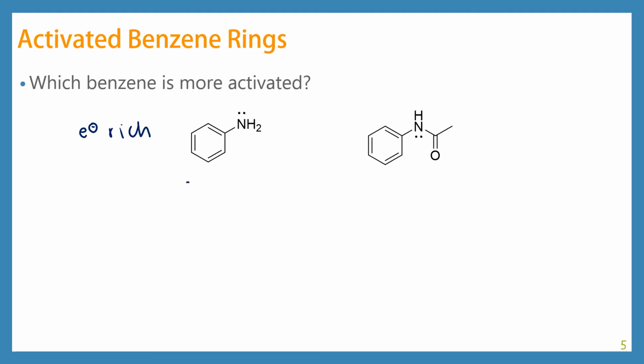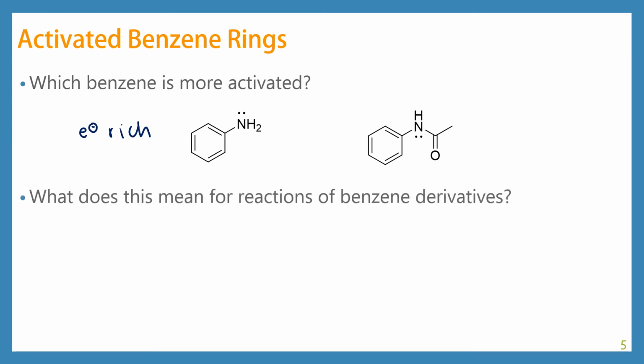So aniline is actually a very highly activated benzene ring. You can get almost any reaction to occur very readily with aniline. But with our amide here, it's going to be a little less effective. So what does this mean for reactions of benzene derivatives?